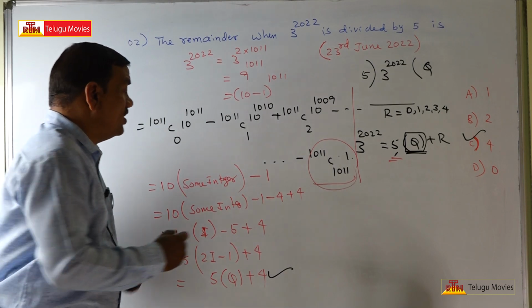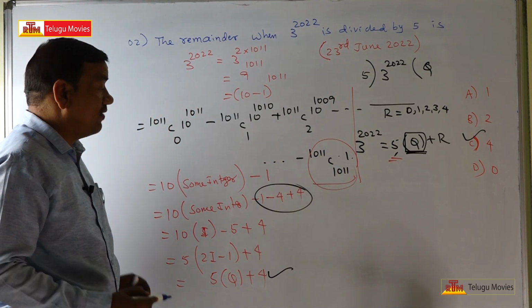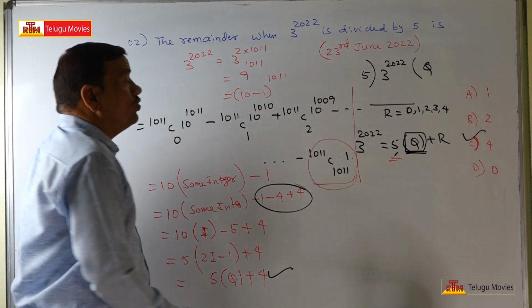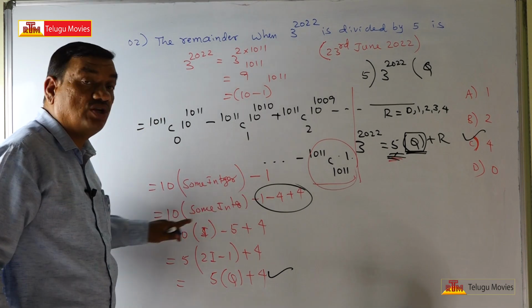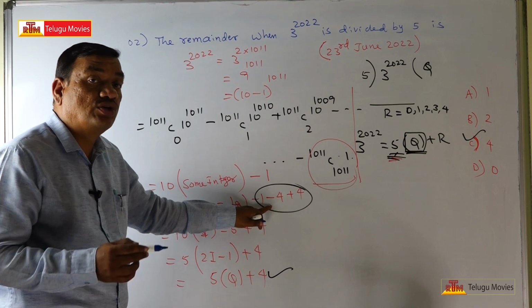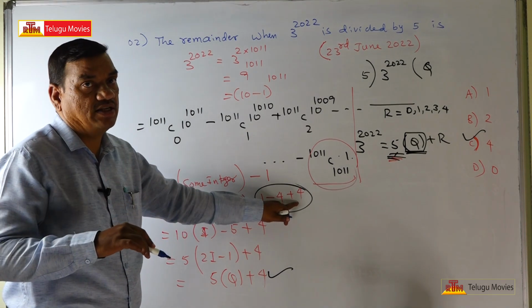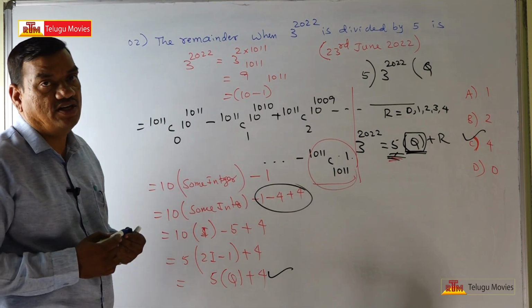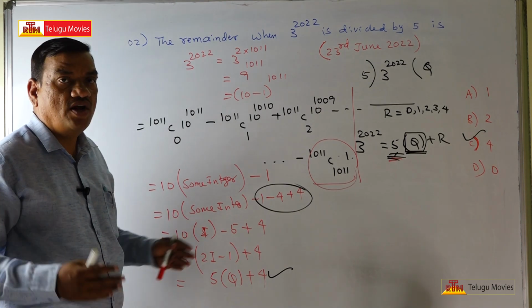The only thing you have to remember is adding and subtracting 4 there. Why? You have to write it as 5 into something, so here 5 should come. Here already 10 is there, so definitely 5 should come. That means you have to subtract 4, so that you add plus 4. So everything is very easy. I hope that you understand this solution. So let us go for next problem.